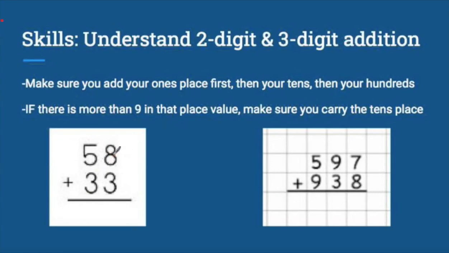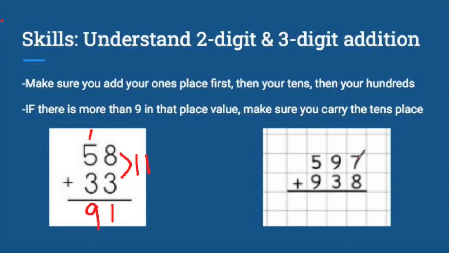Okay, so when I'm looking at this one, I have 8 plus 3. I know that 8, 9, 10, 11. So a lot of us, this strategy helps to put the 11 off to the side. Put 1 down here and then regroup, putting that 10 over in the tens place. 5 and 1 is 6, and 3 more is 9. So I have 91.